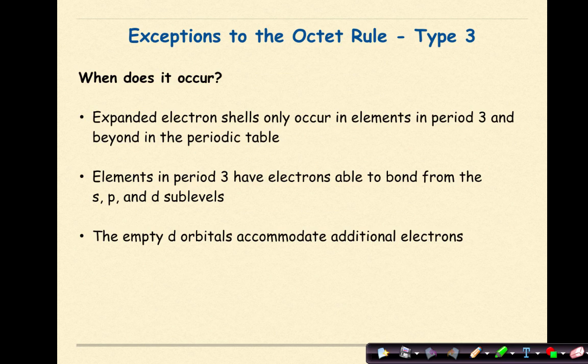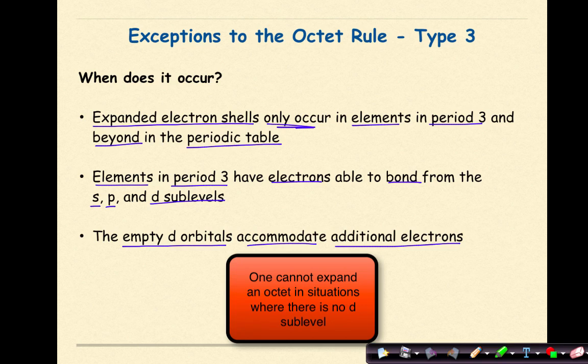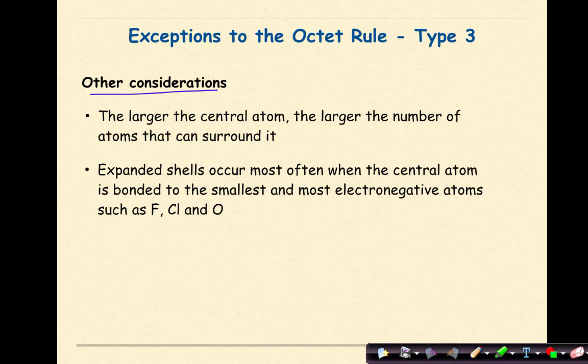When does it occur? Expanded electron shells only occur in elements in period 3 and beyond in the periodic table. Elements in period 3 have electrons able to bond from the s, p, and d sublevels. The empty d orbitals accommodate additional electrons. The key point to consider here is that you cannot expand an octet in situations where there is no d sublevel. Other considerations: the larger the central atom, the larger the number of atoms that can surround it.